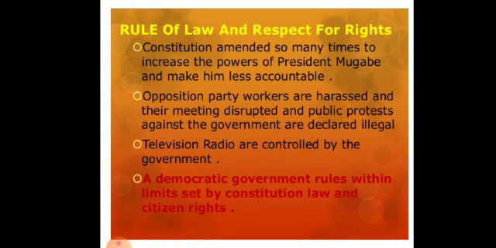President Mugabe was popular but also used unfair practices in elections. There was a law that limited the right to criticize the president. Television and radio were controlled by the government and gave only the ruling party's version. There were independent newspapers, but the government harassed those journalists who went against it. So it is not a democratic government. A democratic government rules within limits set by constitutional law and citizens' rights.